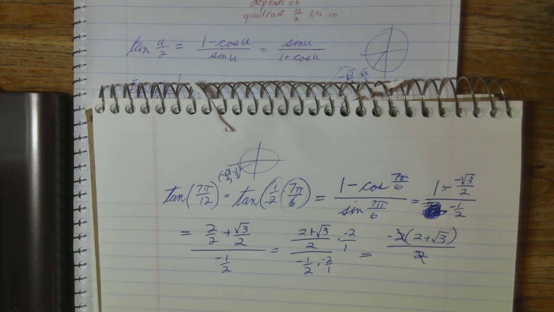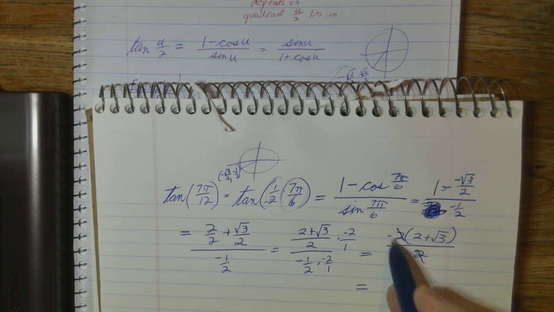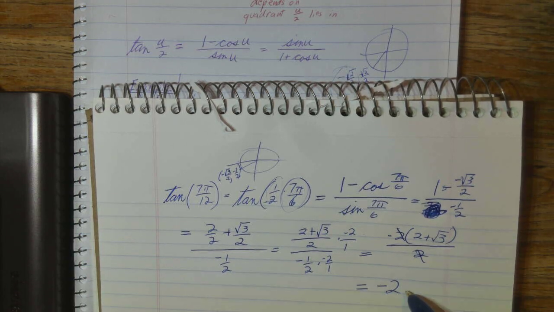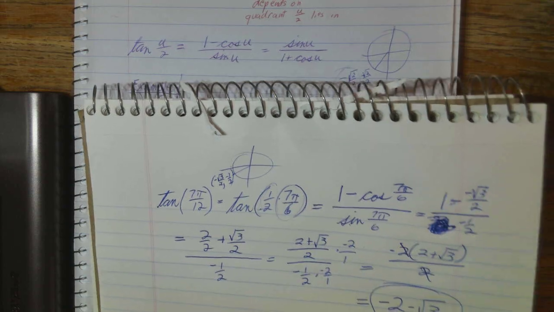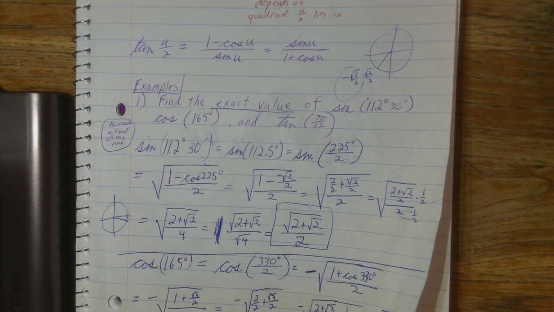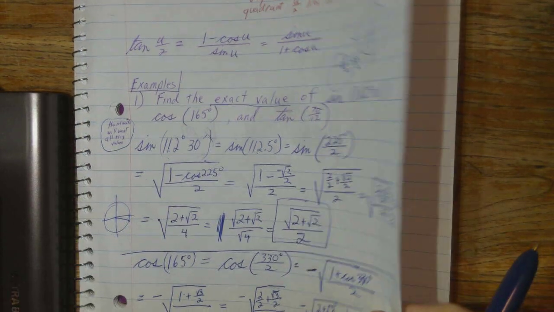Those 2's cancel, and my final answer, let me distribute that negative, is negative 2 minus the square root of 3. And that's for tangent of 7 pi over 12. All right, well, that is done.